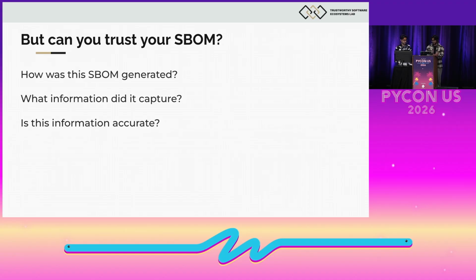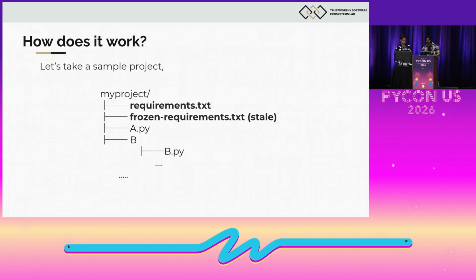Are the versions that were pointed out correct? And finally, are the hashes that it shows you actually correct? And can you verify that it wasn't tampered with? The spoiler is that most SBOMs generated today don't really answer this question too well. So let me show you how these work right now.